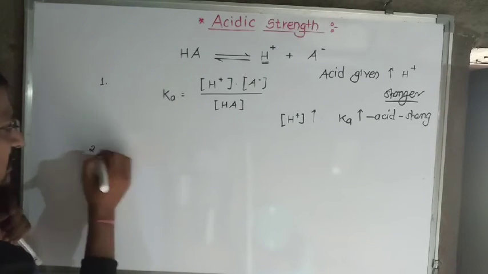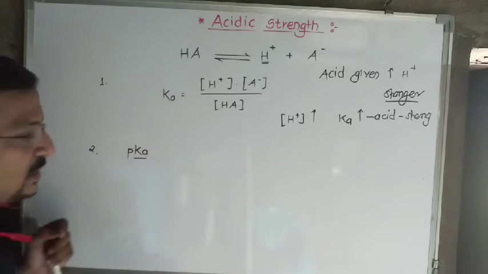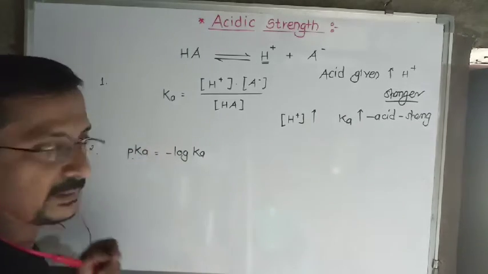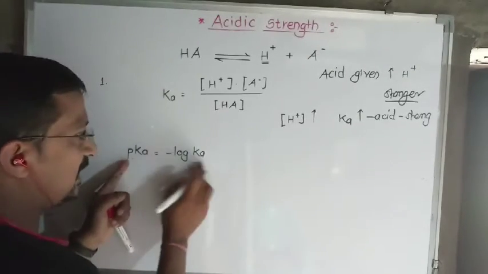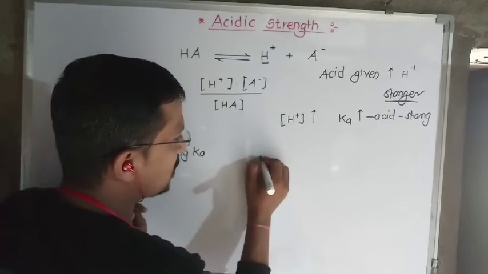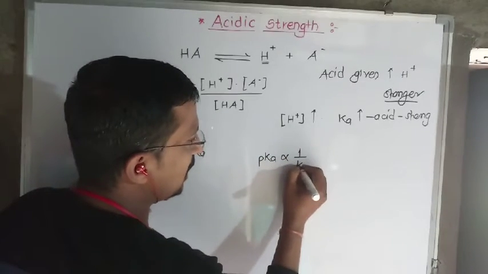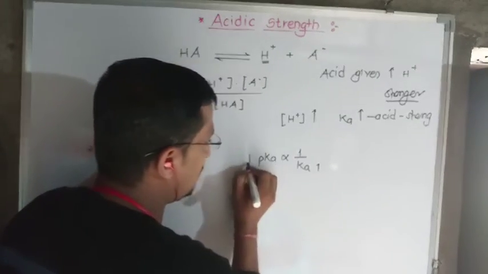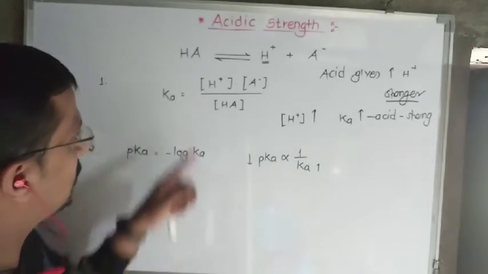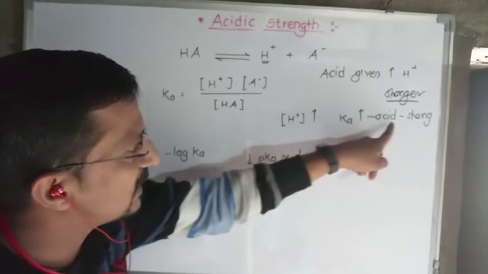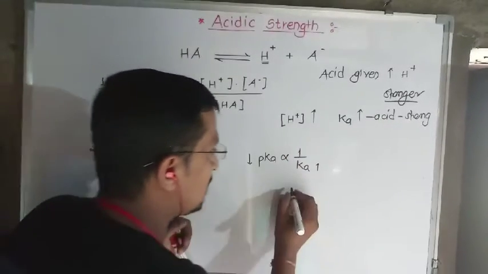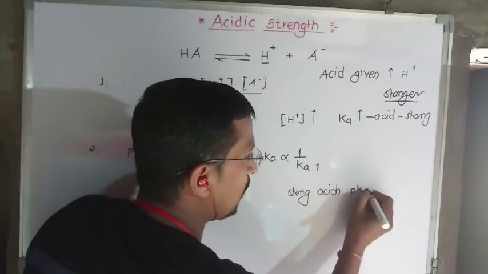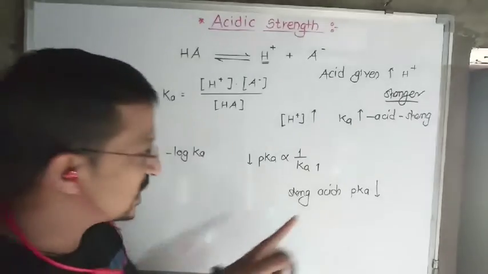Another scale is the pKa value. So pKa is nothing but the negative log of Ka. As there is a negative log of Ka, there is an inverse relation between pKa and the acid dissociation constant Ka. Means if Ka is more, pKa will be less, and vice versa. So if Ka is more, acid strength will be more. Here we can say the value of pKa will be smaller for strong acids.